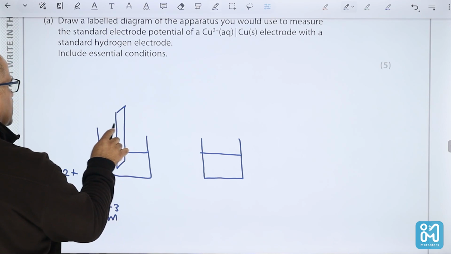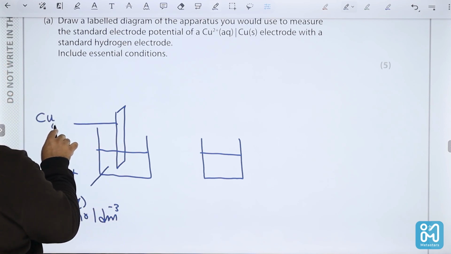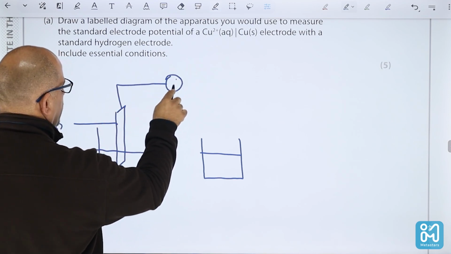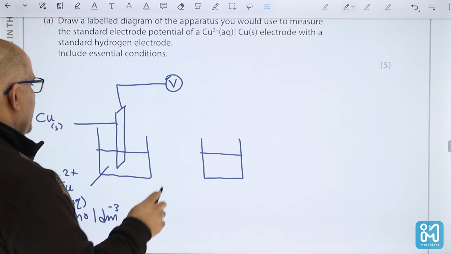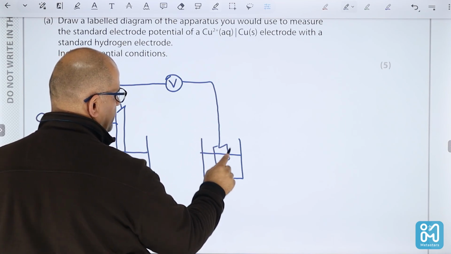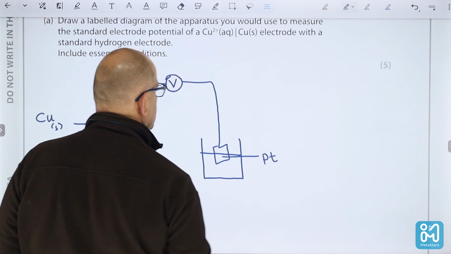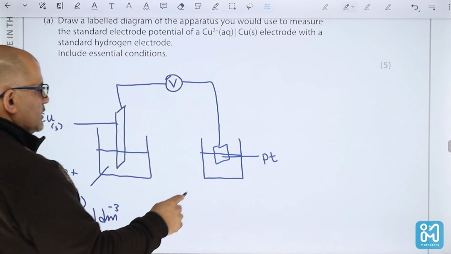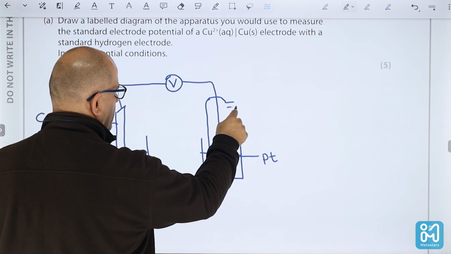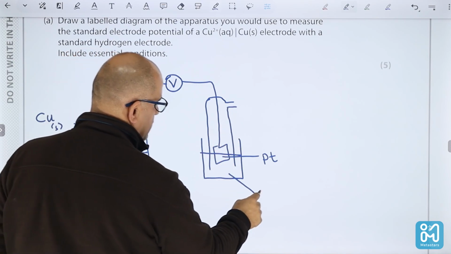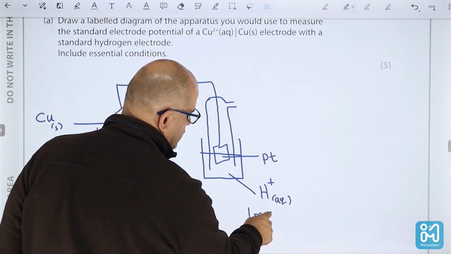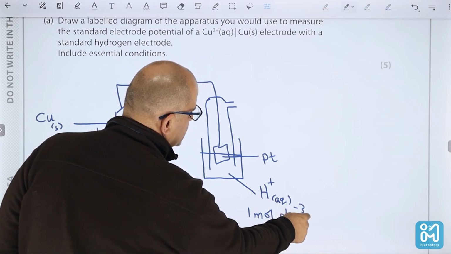And there is a copper electrode, that's Cu solid. It is attached with a voltmeter, and this one is attached with a platinum electrode that is connected with hydrogen ion solution, and its concentration is also 1 mole per cubic decimeter.